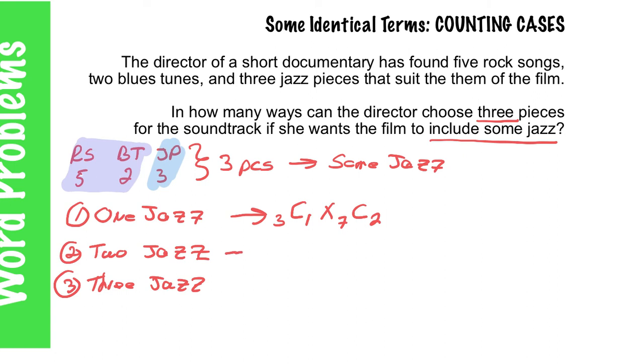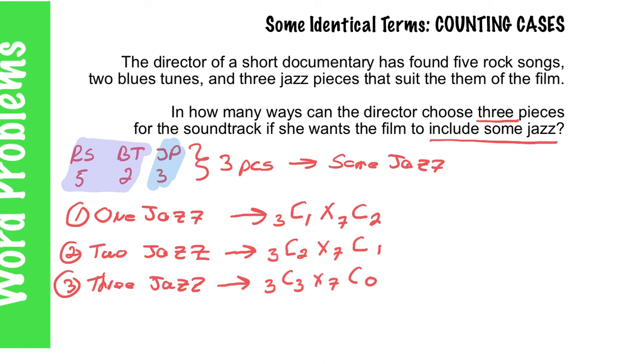And in our second case, if we're choosing 2 jazz pieces, from our group of 3, we're choosing 2. And then from our group of 7, we're only choosing 1. The same situation for 3 jazz pieces. From that group of 3, we're choosing 3. And from the group of 7, we are choosing 0. Notice that the 1 and the 2 add up to the total of 3 selections. The 2 and the 1 add up to 3 choices. And the 3 and the 0, of course, add up to 3.